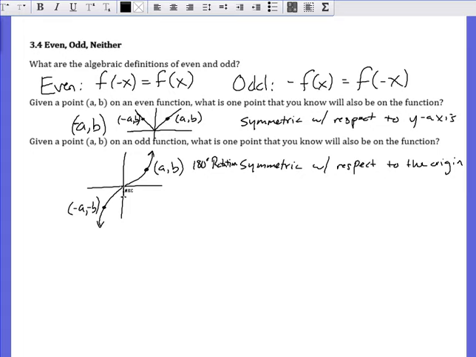If it's on an odd function, I've got the cubic function down here. Let's say I've got the point A, B. Remember that the odd function is 180-degree rotation symmetric with respect to the origin. If I rotate 180 degrees around the origin, it lands on top of itself. So what's happening? Not only is A becoming negative, but B is becoming its opposite as well. So for example, 2, 8 is on y equals x cubed. So another point that I know is on the function without even looking at it would be negative 2, negative 8.